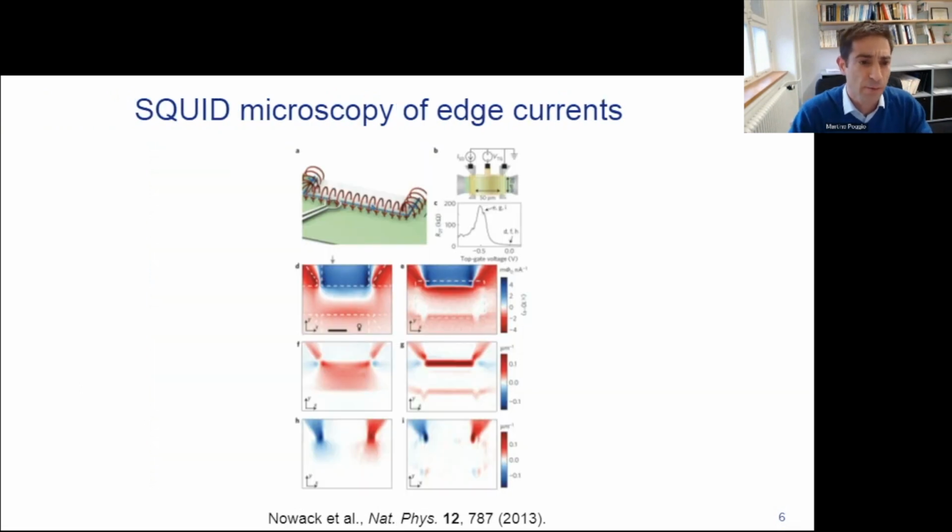As a final example, I want to show this SQUID microscopy image of edge currents flowing through a topological insulator. What you can see here is that the scanning magnetic imaging technique reveals the fact that currents in this topological insulator are flowing on the surface and on the edges under certain gate voltage conditions.